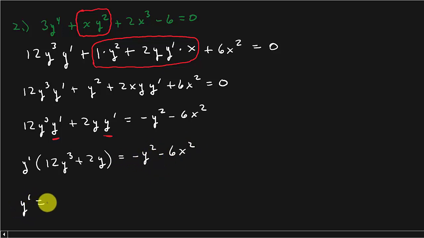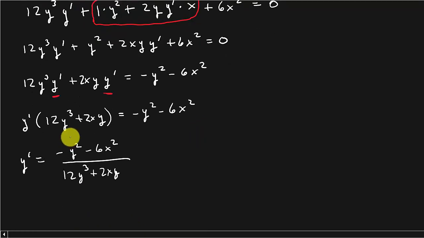So y prime is equal to, here I'm just going to divide both sides by this. So I get negative y squared minus 6x squared over 12y cubed. Let's see, what did I do? Okay, you see what I did? I forgot I didn't bring that x with it. 2x. And so plus 2xy. And this would be your answer.